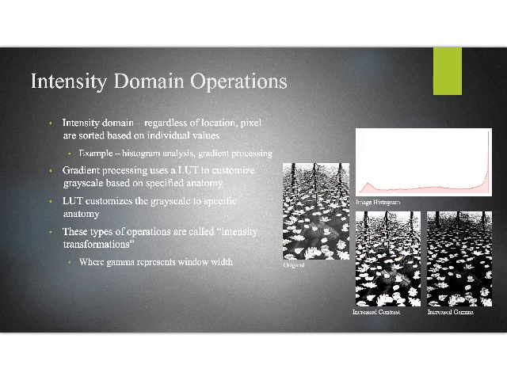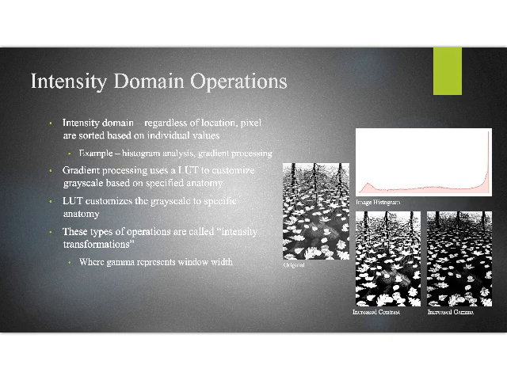So the intensity domain is that regardless of location, the pixels are sorted based on their individual values. By individual value, I mean their gray value, whether they're white or whether they're black. A really good example of this that we've already explored in this class is histogram analysis. That is essentially resorting things based on their intensity.